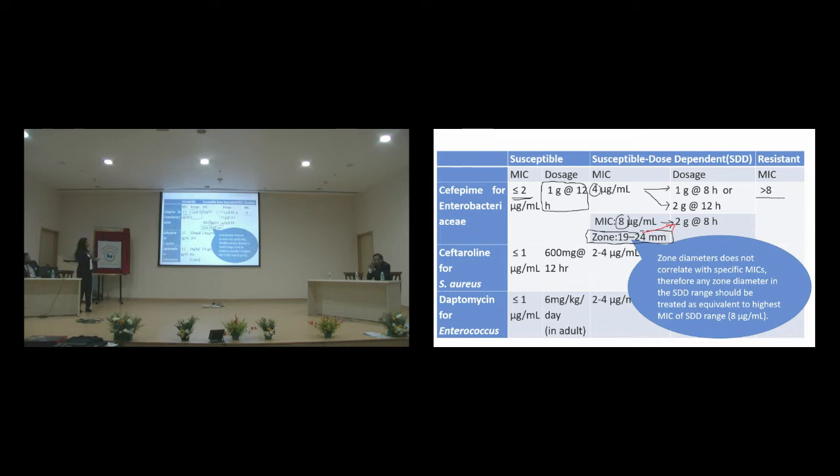If you have a zone diameter between 19 and 24 in the SDD range, you just consider the dosage which is given for the higher MIC value. Here the MIC is 4 to 8, you just consider it as 8. Whatever dose is to be given for 8, that dose should be added in the comment. Now is it clear? Yes. So this information should be a part of your reporting.